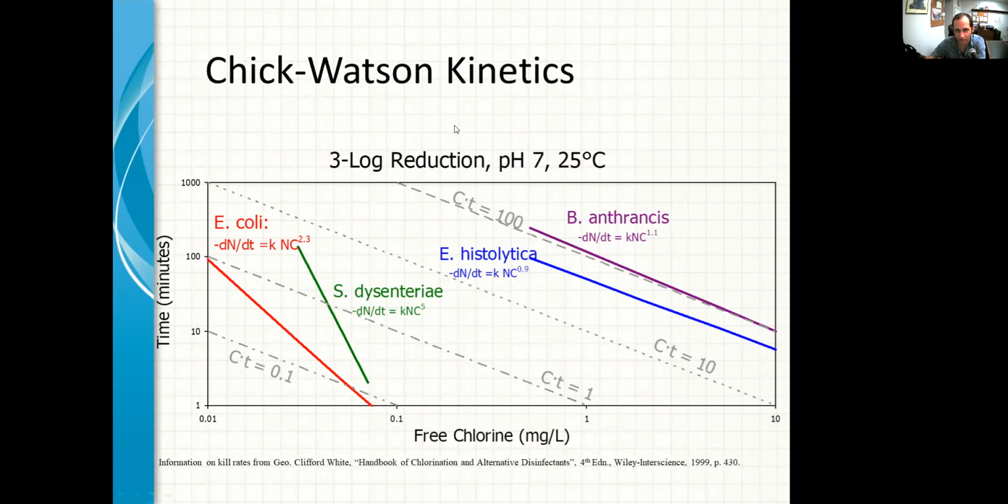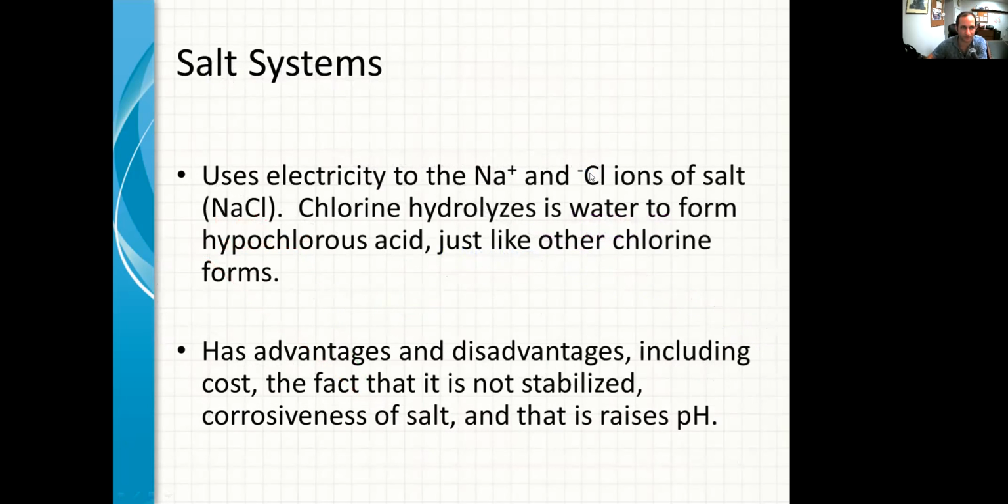This chart is at 25 C, which is room temperature, and pH 7, which is very close to what we have our pools at, around 7, neutral pH. Don't worry about the 3 log reduction, but you can see the time it takes and the amount of free chlorine in the water to kill different bacteria.